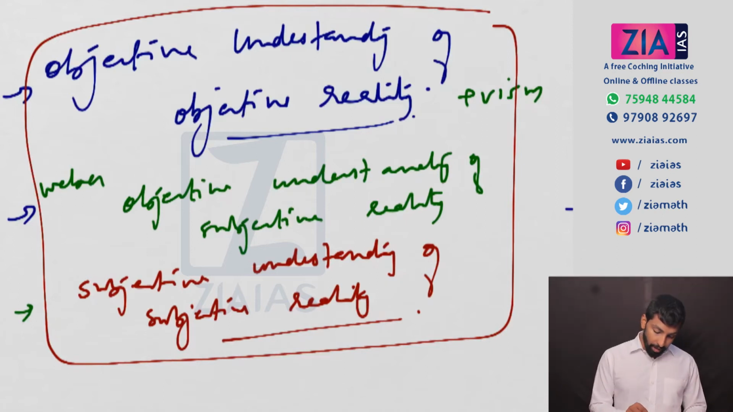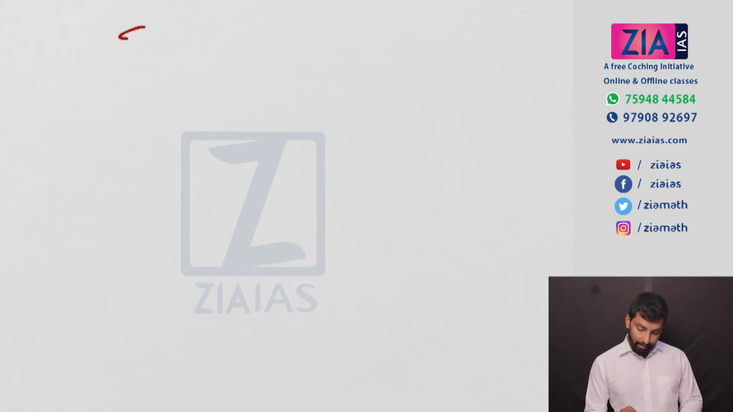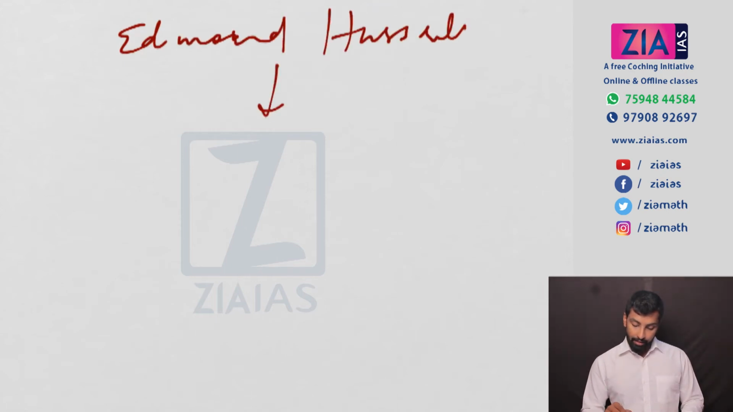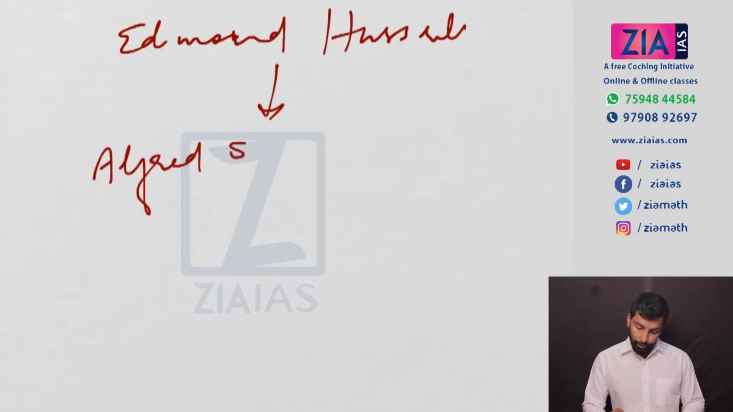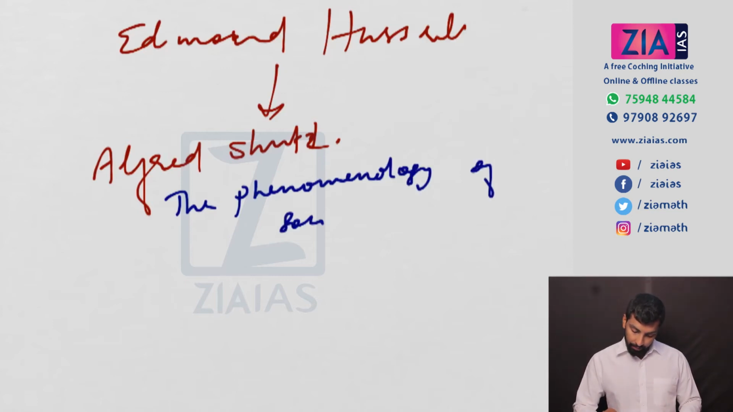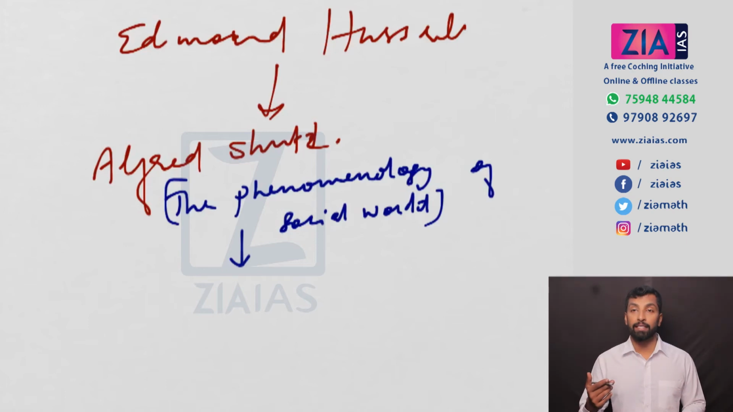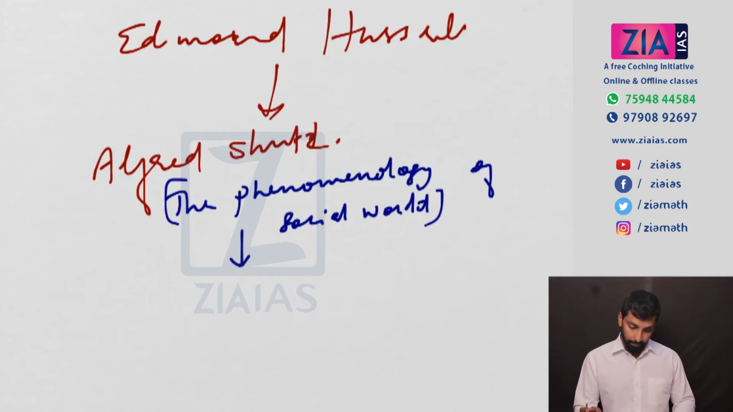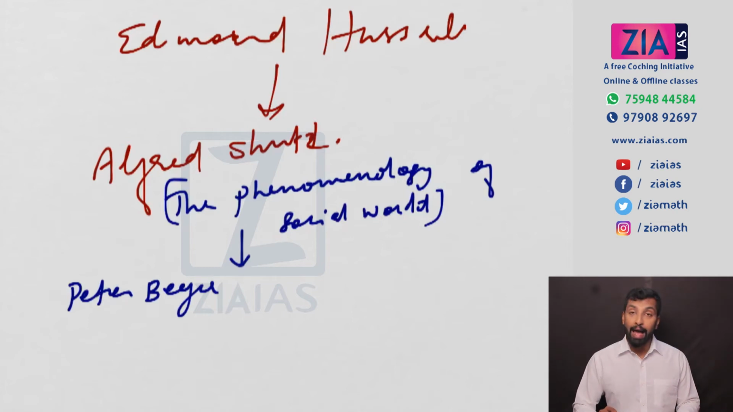So when we talk about phenomenology, the evolution you can write like this: starting from Edmund Husserl, the basic thoughts. Okay, then it is developed more specifically by Alfred Schutz in his book The Phenomenology of the Social World. Then this perspective is further systematized in the writings of Peter Berger and Thomas Luckmann.